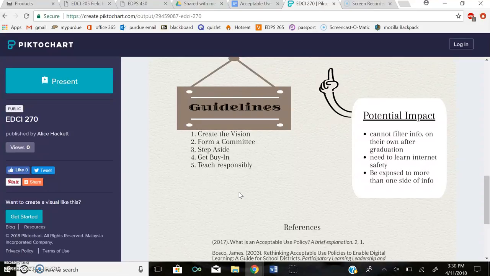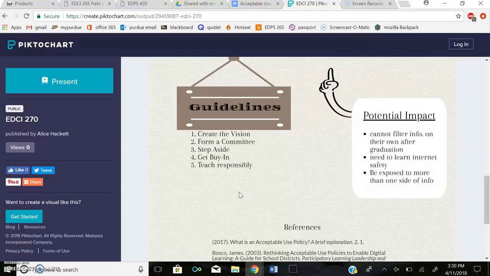The third one is step aside. The committee and solicitor should focus on how technology should advance learning. Instead of an AUP, write responsible use principles for students and employees. It should outline the conditions of technology in a safe, responsible way. The fourth one is get buy-in. Convince the technology department that the new set of rules will still protect the network. Address the concerns and fears the administrators may have with the new rules.